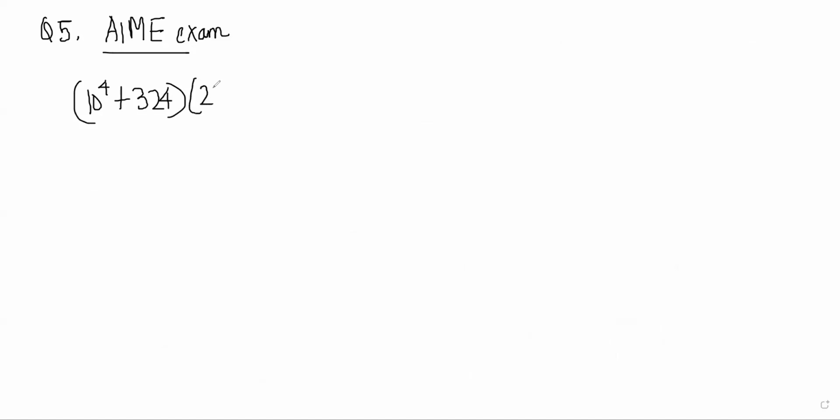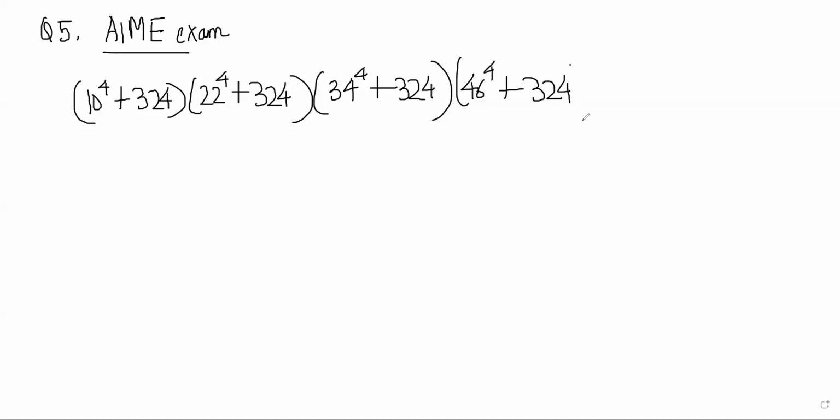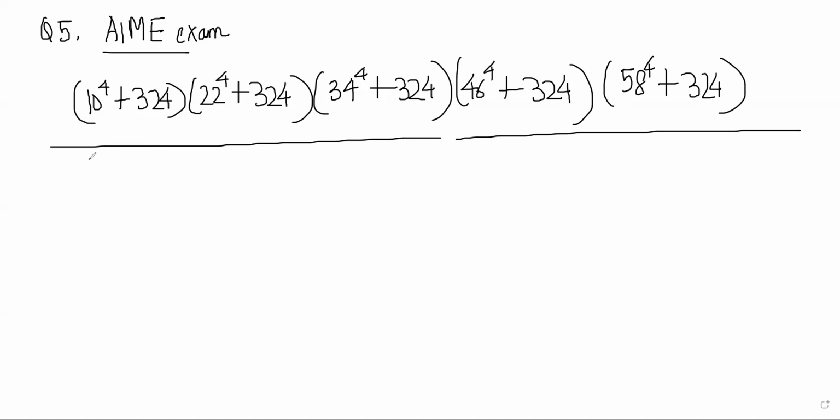The next one is this computational question. This is an actual AIME exam problem. So what is the problem? 10 power 4 plus 324, multiplied by 22 power 4 plus 324, and 34 power 4 plus 324, and then 46 power 4 plus 324, and finally 58 power 4 plus 324. You have to calculate this divided by, and this time we start off from 4 power 4 plus 324, and then 16 power 4 plus 324.